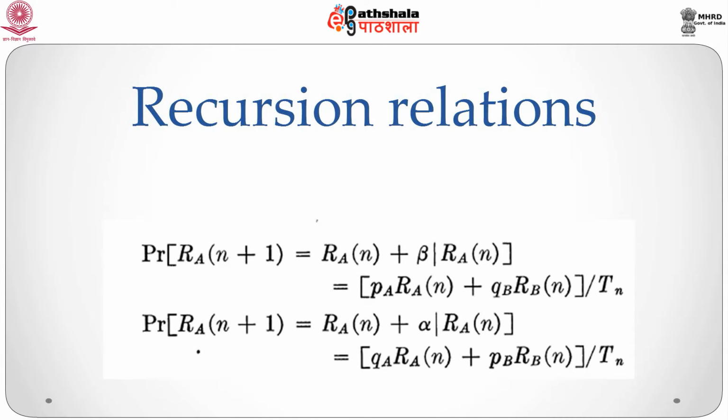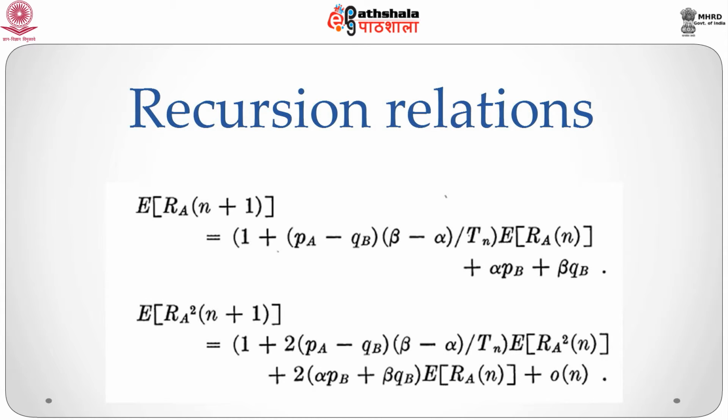The random variables R_AN form a stochastic process with transition probabilities given by probability of R_A(N+1) equal to R_AN plus beta is (P_A R_AN plus Q_B R_BN) by T_N, and probability of R_A(N+1) equal to R_AN plus alpha is (Q_A R_AN plus P_B R_BN) divided by T_N. Here P_A and P_B are the success probabilities on each of the treatments. Q is equal to 1 minus P and T_N is equal to R_AN plus R_BN equal to 2U plus alpha plus beta times N, the total number of balls after the N allocations.